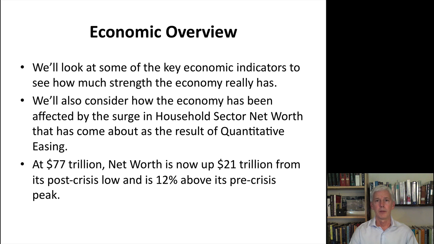This issue of Macro Watch has 5 videos. The first is an economic overview. Here we'll look at some of the key economic indicators to see how much strength the US economy really has. We'll also consider how the economy has been affected by the surge in household sector net worth that's come about as a result of quantitative easing. At $77 trillion, net worth is now up $21 trillion from its post-crisis low and is 12% above its pre-crisis peak.